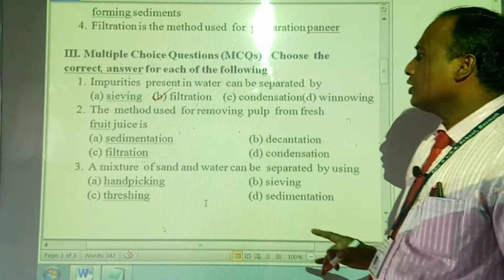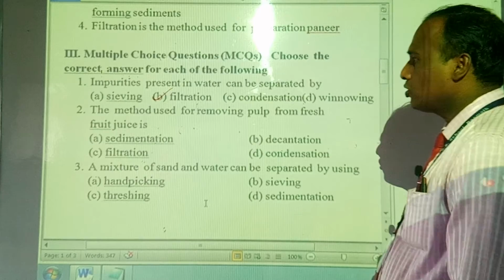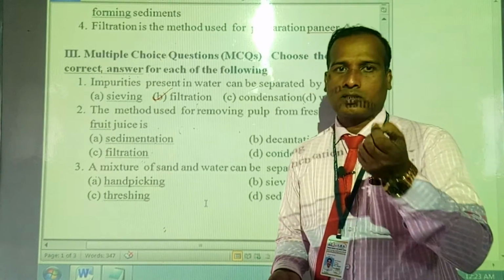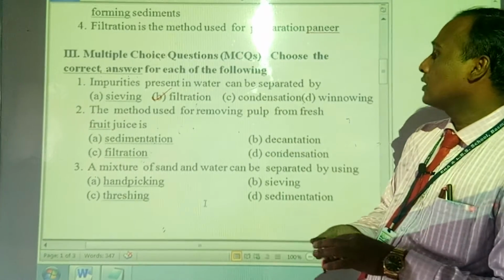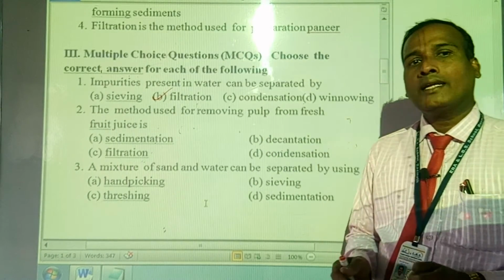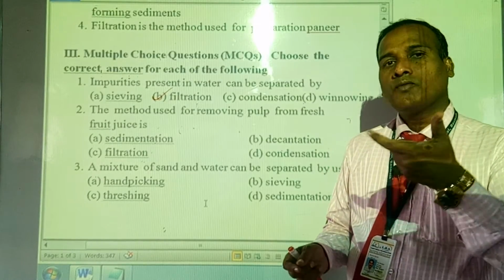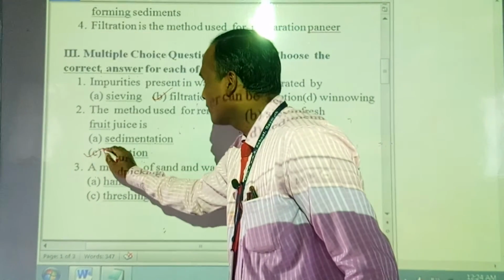Second question, the method used for removing pulp from fresh fruit juice. Also, whenever we are separating juice from some seeds or pulp of the fresh fruit, क्या है वो जो filter we are using, or filtration that we can use. So that is also filtration.